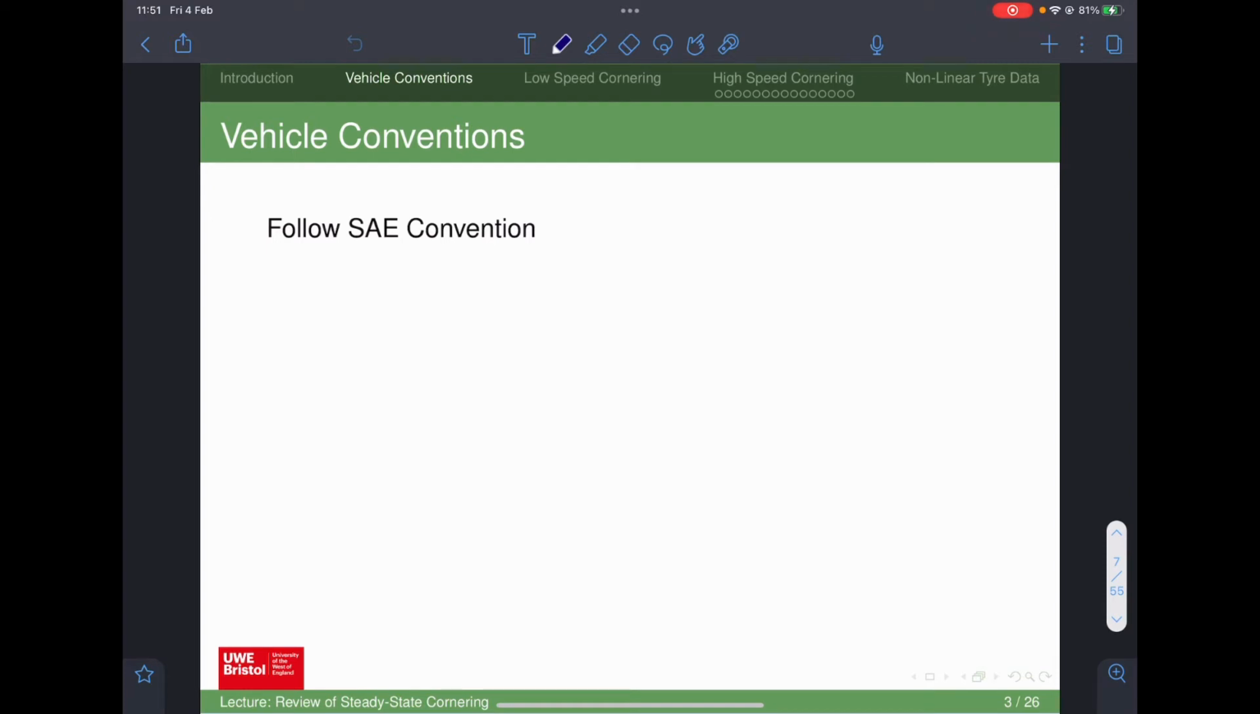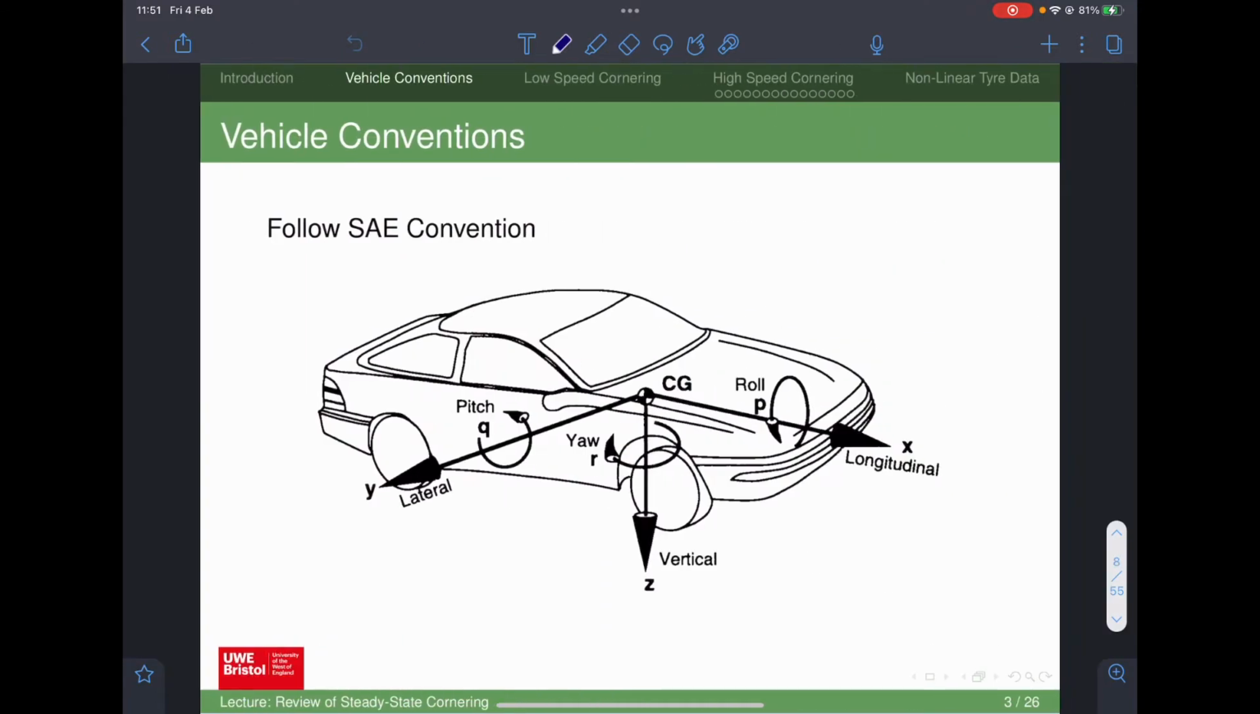When we talk about vehicle dynamics, we follow the convention set out by the SAE, the Society of Automotive Engineers, which is a US professional body about vehicles and automotive engineering. The convention they follow is where the origin of a vehicle is around the centre of gravity of that vehicle. And there are three axes of translational motion and three rotational motions, so you've got your full 6 degrees of freedom being defined around that point.